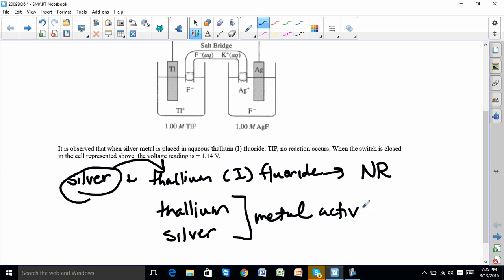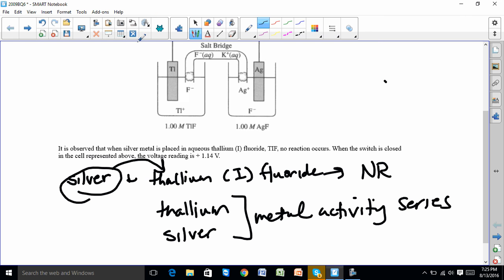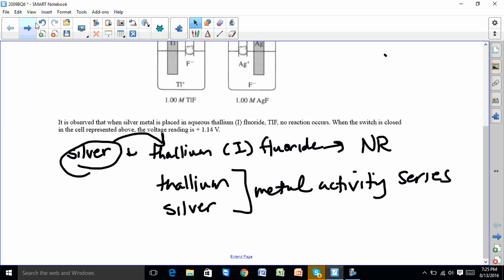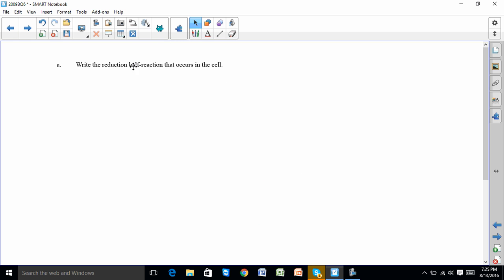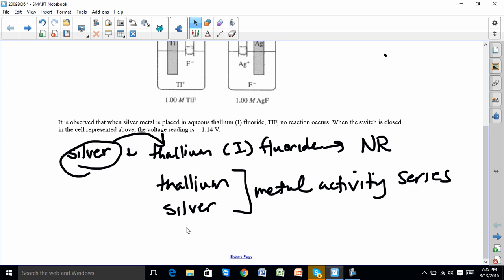I think that's it for this one. All right, next slide. Write the reduction half reaction that occurs in the cell. So basically what happens is, why this is tricky is you guys are used to the standard reduction potentials.